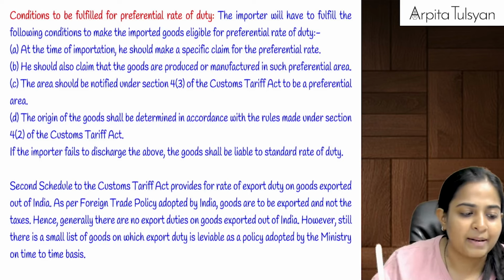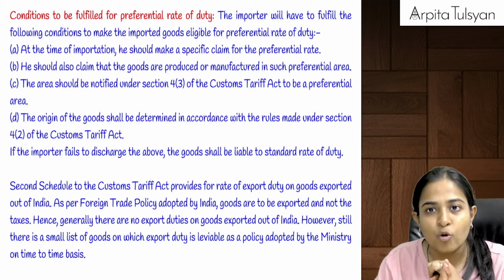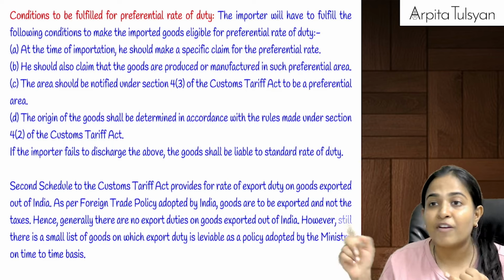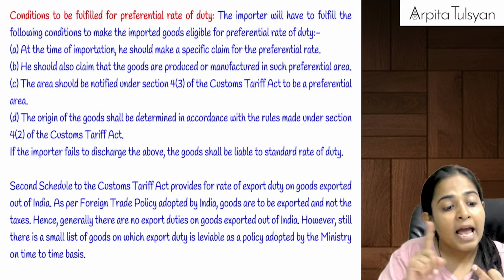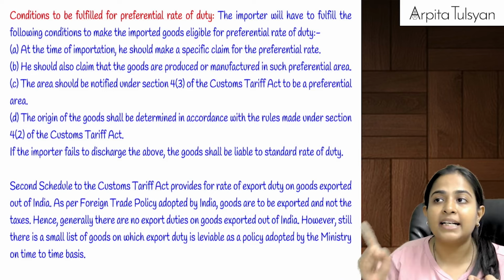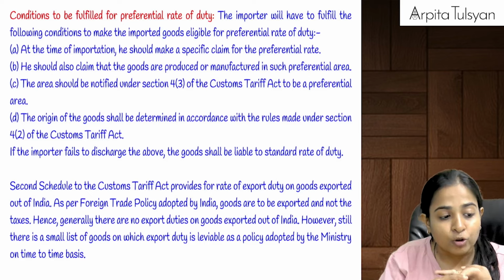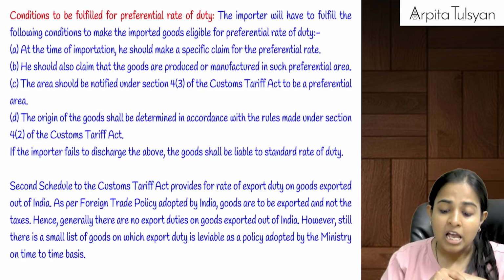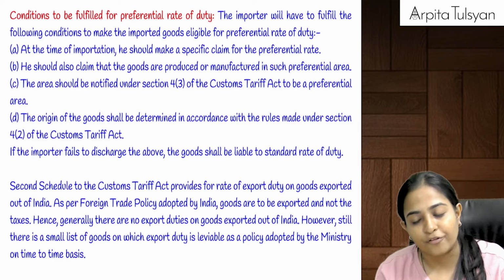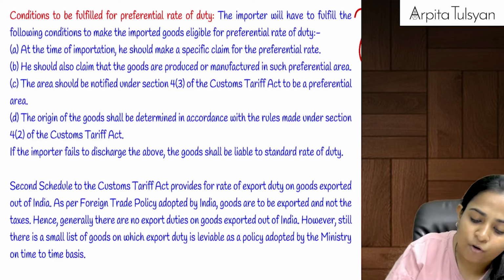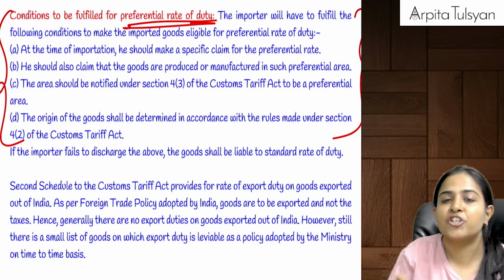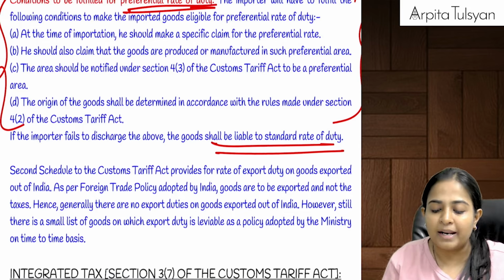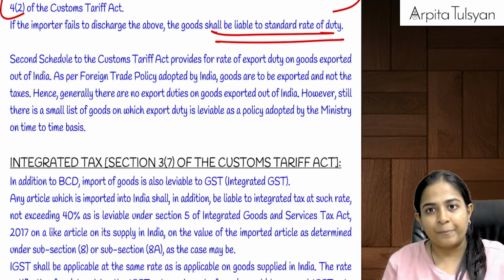Four conditions are applicable in that case. First of all, we will have to make a specific claim. Secondly, we should also claim that these goods have been manufactured or produced in that preferential area. Third, that area should be notified by the government as a preferential area. And fourth, the origin of the goods will have to be determined as per the rules made under section 4 of the Customs Tariff Act. If all these four conditions are fulfilled, then only preferential rate of duty will be applicable. If you do not fulfill those conditions, then the goods will be liable to standard rate of duty. Are you clear with this?